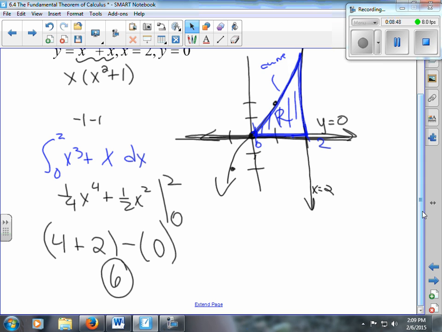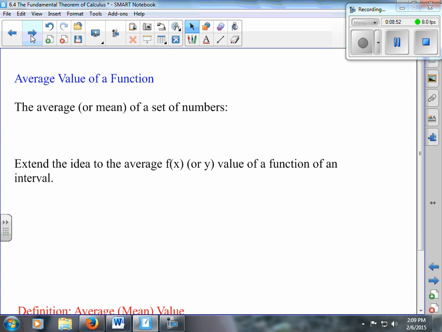Okay, so that's the fundamental theorem of calculus. That's actually part 2 of the fundamental theorem of calculus. With that, we're going to talk about another topic here really quickly. We're going to talk about the average value of a function. So let's talk about what an average is.